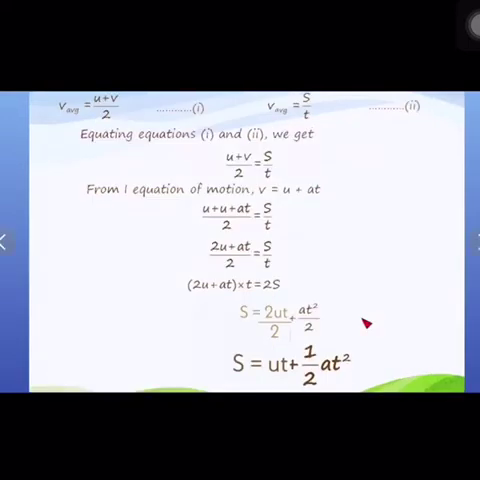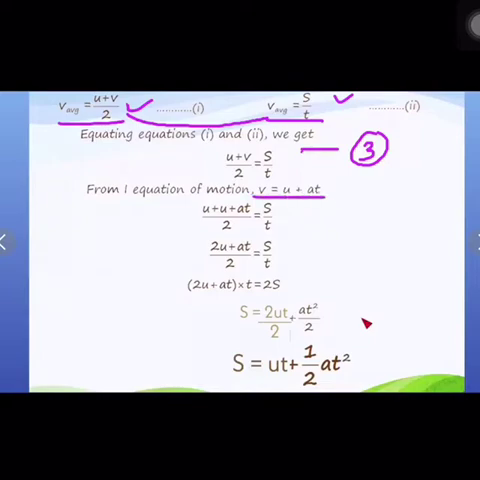Now equate both the equations. As average velocity is equal to this parameter, average velocity is also equal to this. By equating these two, we get this equation, and give this equation number 3. As average velocity is equal to (u + v)/2, average velocity is also equal to s/t. It means these two quantities are equal to each other. So by equating these two equations, we will get our equation number 3.